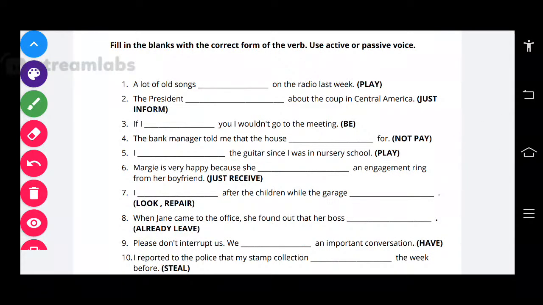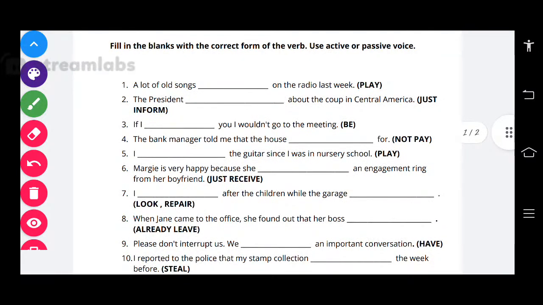Where do we have to use an active sentence? Where do we have to use a passive sentence? Here it's an exercise, a practice session where you will not be tested on only passive sentences. See at the top of the space: fill in the blanks with the correct forms of the verbs. Use either active or passive voice, active sentence or passive sentence.